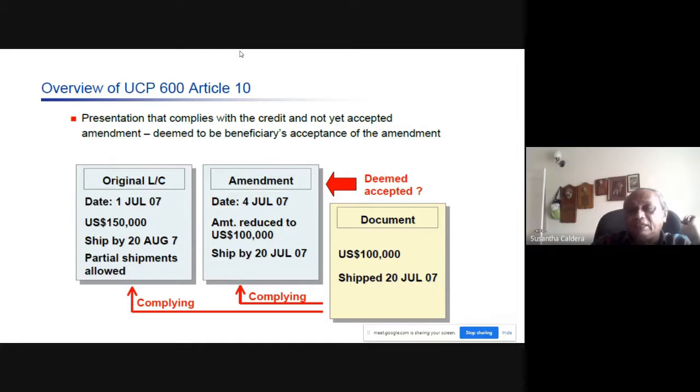If that is so, and the document came for 100,000, under the first one also it is deemed to be accepted, a compliant presentation. Even though it is 150,000, partial shipment is allowed, so 100,000 goes through. In the second one, as per the amendment it has been reduced to 100,000. Right? Again, that is also compliant. Because the document is for 100,000 and they have reduced to 100,000, there is no issue. Okay?